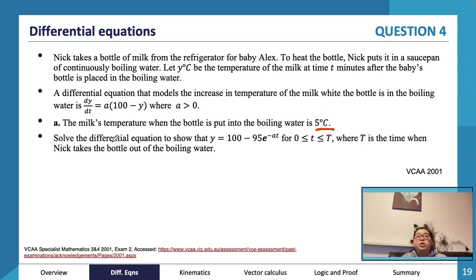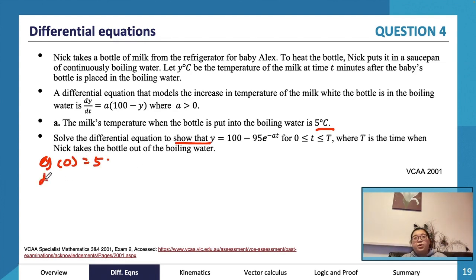So they want us to solve the differential equation where y equals 95 degrees and t is the time. They want you to show that it's equivalent to this. So rather than verify, they say show that, so you're going to start from scratch as much as possible. When it's just put into the boiling water, it's going to be 5 degrees. What that actually means to us is y(0) is going to be 5.